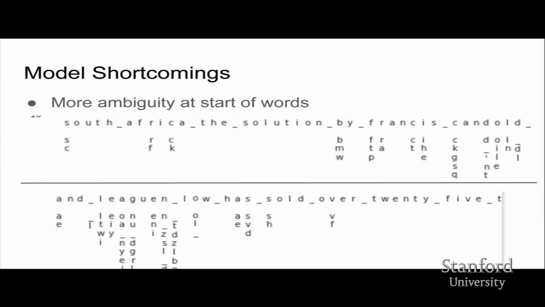So now I'm switching gears and going into some of the final shortcomings of sequence-to-sequence models when they're applied to speech recognition. If you look at the transcripts that are produced in terms of the probabilities of every token, you find an interesting pattern. Here at the top is the actual sequence: South Africa, the solution by Francis Kendall, and actually Leon Low. This is not the right solution. This is the highest probability one.